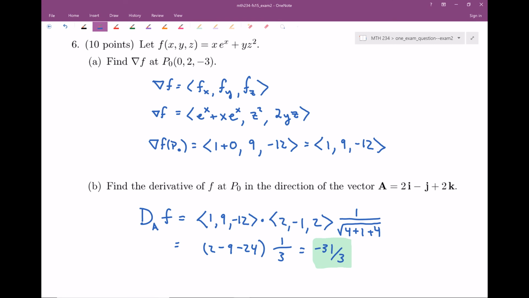All right, so there is our two-parter, right? This again was a 14.6 problem. We talked about gradients, we talked about directional derivatives, all this sort of stuff.